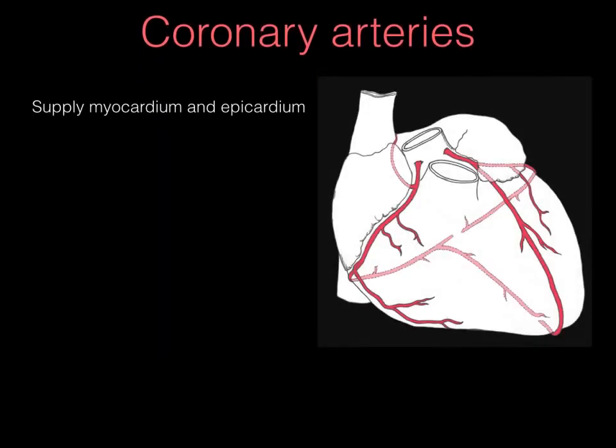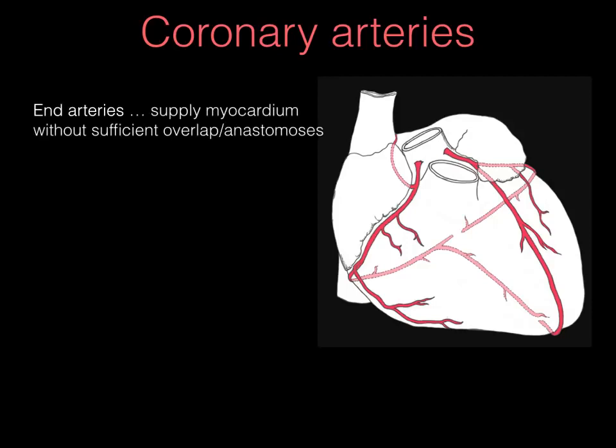The first thing we're going to talk about now is coronary arteries. Here we've got a picture of all the coronary arteries, and their function is they supply the myocardium and epicardium of the heart, myocardium meaning the heart muscle tissue. Coronary arteries are considered end arteries. What do we mean by that? Well, end arteries supply myocardium without sufficient overlap and anastomoses from other coronary arteries. So each one of these coronary arteries is basically an end artery.